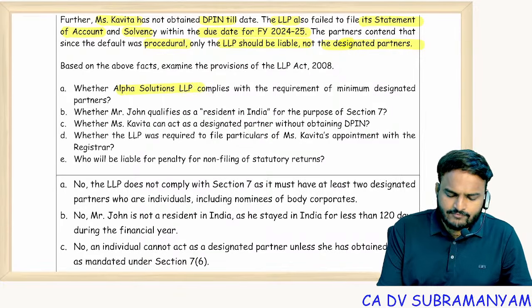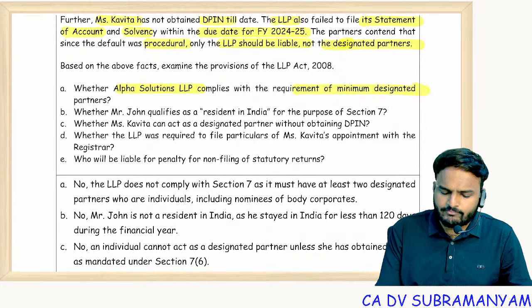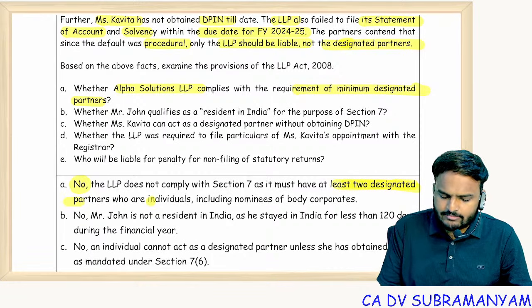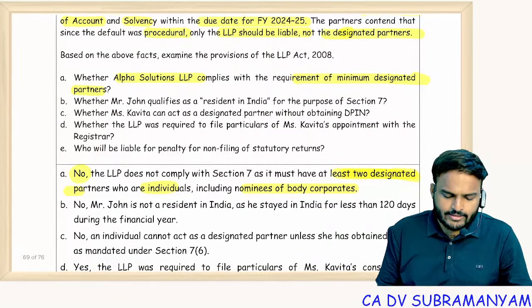So whether Alpha Solutions LLP complies with the requirement of minimum designated partners? No. It must have at least 2 designated partners who must be individuals, including nominees of the body corporate. Whether Mr.